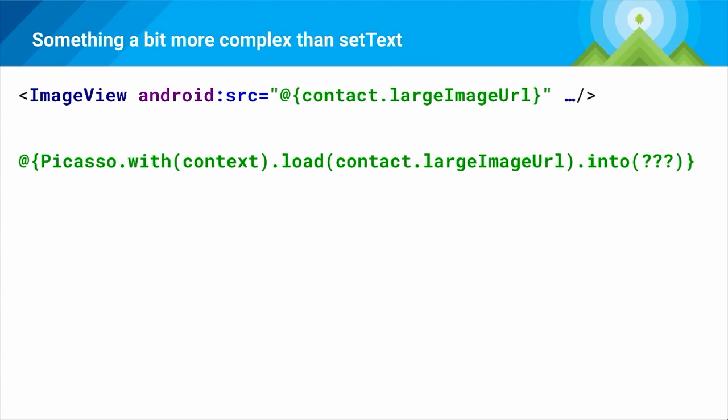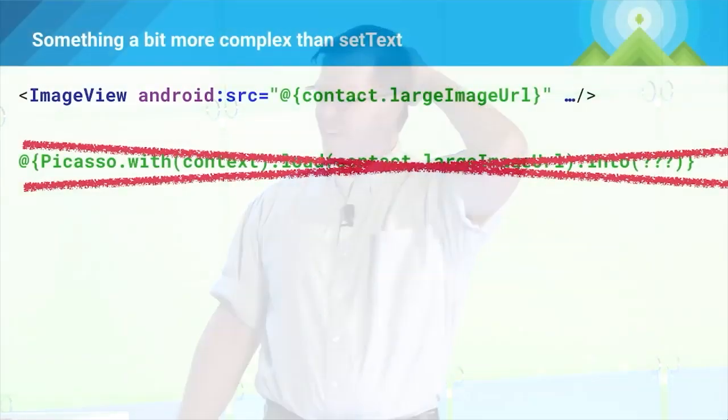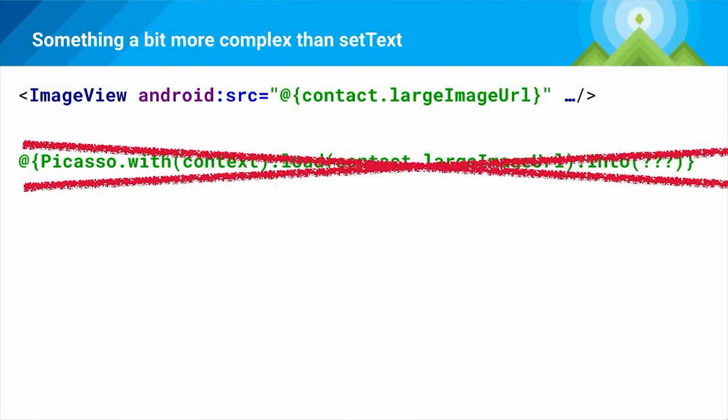All right. In this example, whoever wrote this expression tried to use Picasso, but my goodness, Picasso with context load, that's a heck of an expression. And into what do you do? I don't know. That's loud. You can have an expression language. Why not? I don't like this. We don't want to see that in our expressions anyway. So let's do something a little simpler.